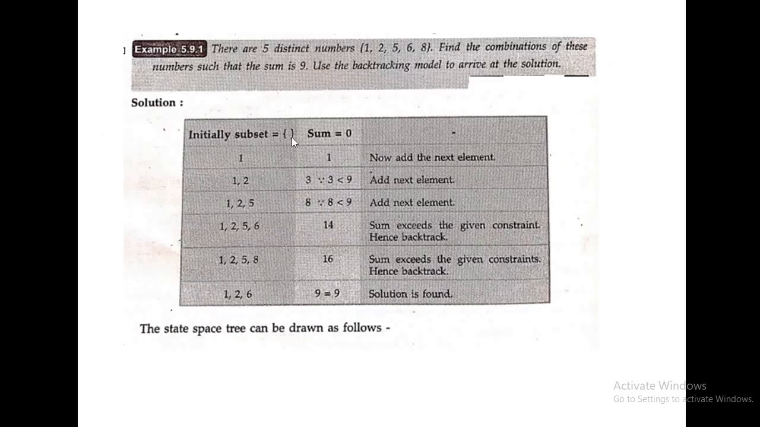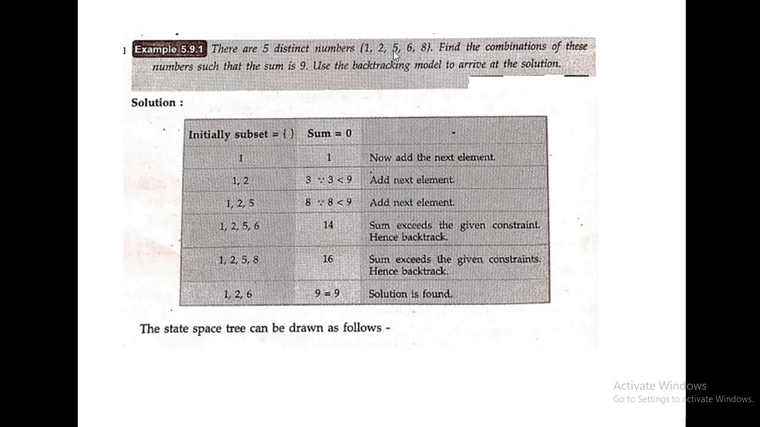The problem can be understood with an example. Consider five distinct numbers: 1, 2, 5, 6, 8. Find the combinations of these numbers such that the sum is equal to 9. Use the backtracking model to arrive at a solution. Initially the subset is the empty set. First I take the value 1. Now add the next element: 1 plus 2 is equal to 3. 3 is less than our positive integer d, which is 9. So move to the next element.